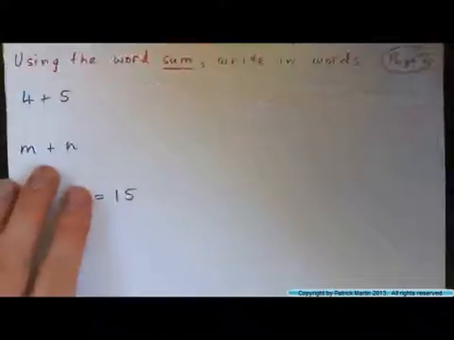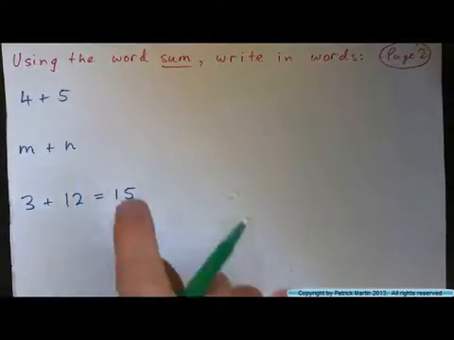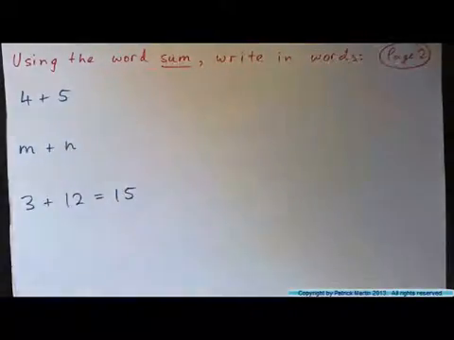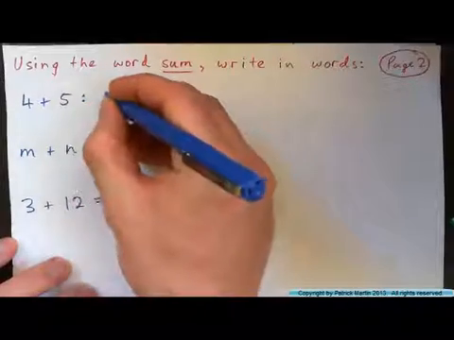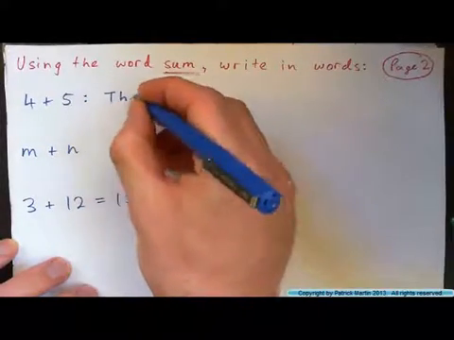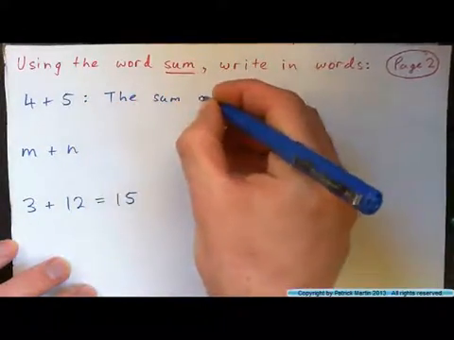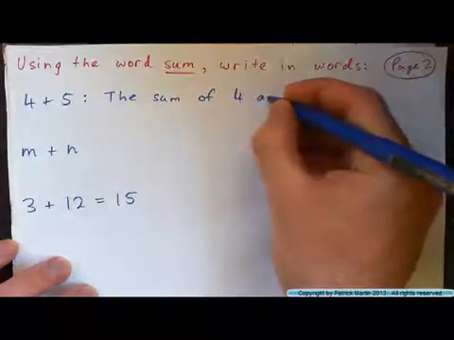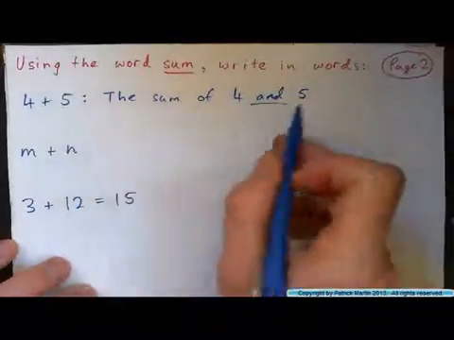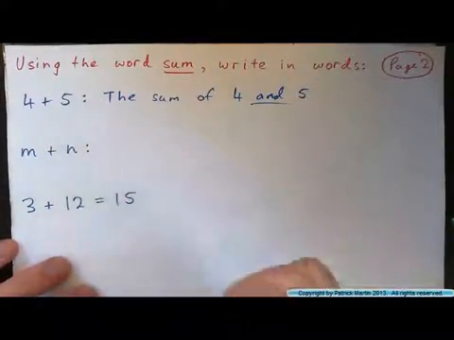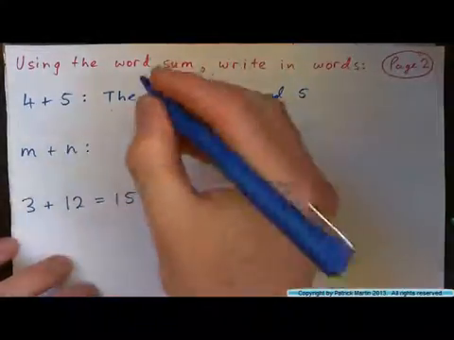Okay, let's go to page 2. And we're going to use the word sum and write these things in words. So 4 plus 5 can be written as the sum of 4 and 5. Watch out for the word and. So the sum of 4 and 5. m plus n. How could you write that? Press pause and write down the answer.